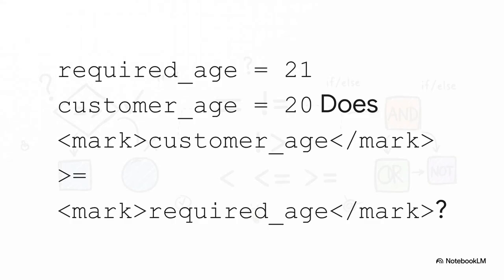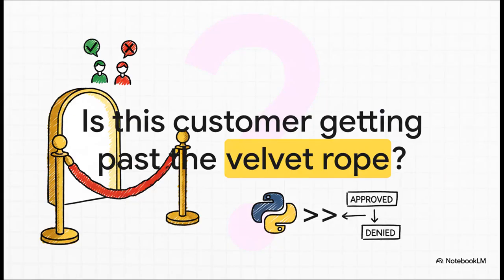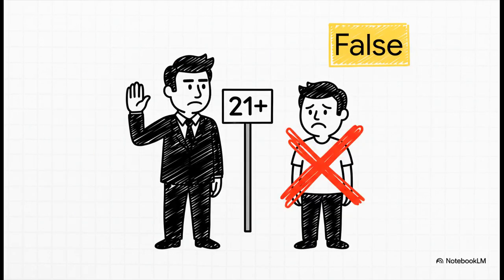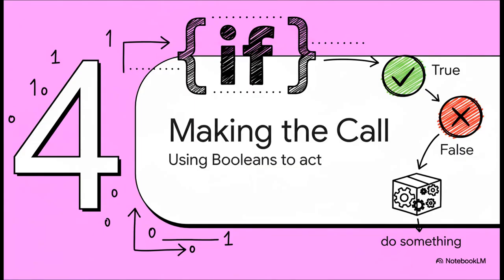Okay, let's try one that's a bit more practical. The required age to get past that velvet rope is 21. Our customer is 20. So the bouncer runs the check. Is the customer's age greater than or equal to the required age? So what's the call? Does this person get into the club? Nope. False. 20 is not greater than or equal to 21. The bouncer's verdict is crystal clear. Sorry, not tonight.